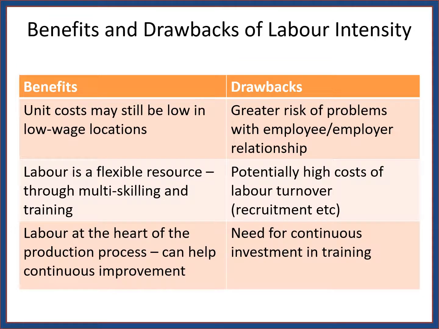And then benefits and drawbacks of labor intensity. So unit costs may still be low in low wage locations is definitely a benefit. If you're only having to pay your workers quite a small amount, then you're bringing your unit cost down. Labor is a flexible resource, so you can multi-skill, you can train people, you can have people working in other areas, you can utilize them properly. That's the goal of HR. Labor at the heart of the production process can help with continuous improvement. A machine can't necessarily tell you, oh, you're doing this wrong. Have you thought about doing this? Have you thought about doing that?